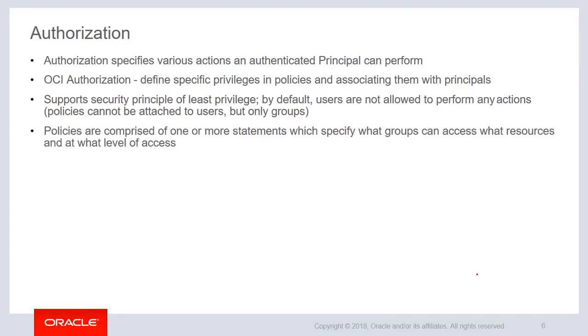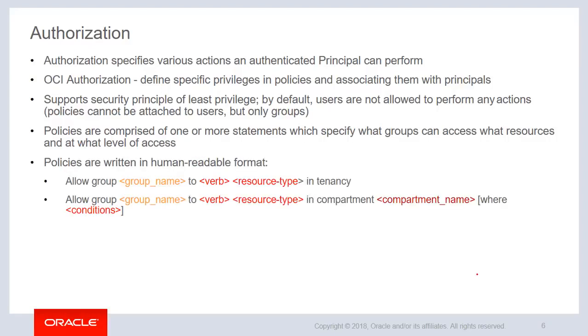Policies are comprised of one or more statements which specify what groups can access what resources and at what level of access. So there are a couple of examples which are shown here. You write a policy in a human readable format with these keywords. You say allow group, so by default everything is denied. So if you don't write a policy, as we saw earlier, your users, your groups cannot do anything within OCI.